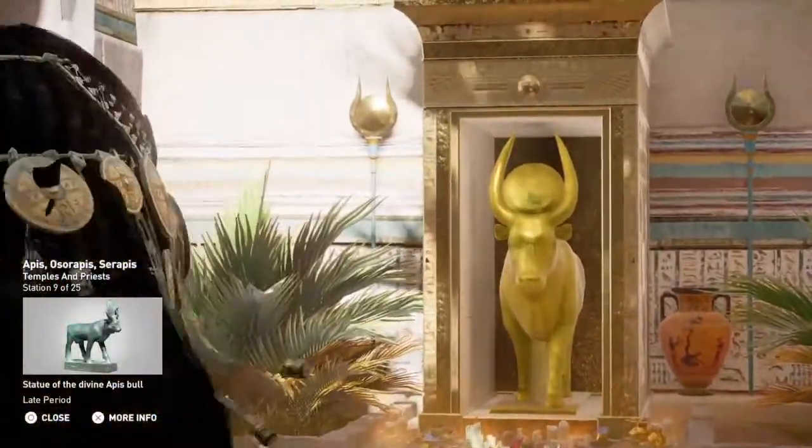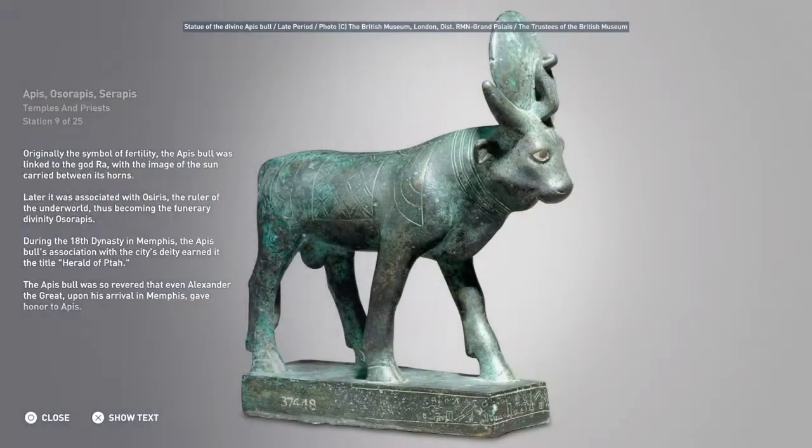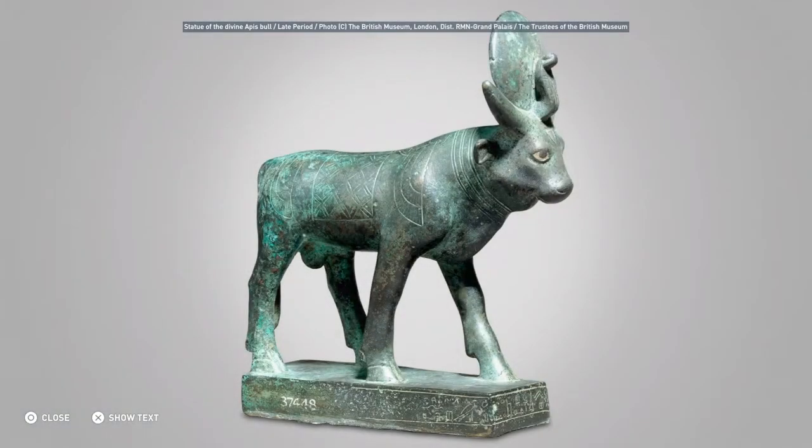Originally the symbol of fertility, the Apis bull was linked to the god Ra, with the image of the sun carried between its horns. Later it was associated with Osiris, the ruler of the underworld, thus becoming the funerary divinity Osiris. During the 18th dynasty in Memphis, the Apis bull's association with the city's deity earned it the title Herald of Ptah. The Apis bull was so revered that even Alexander the Great, upon his arrival in Memphis, gave honor to Apis.